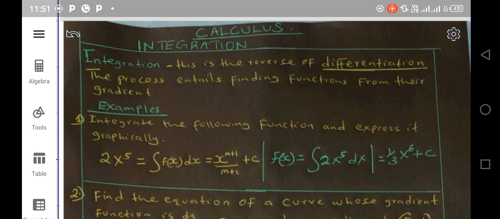Now, plus c is going to be the y-intercept. A question must be written with plus c. That's why plus c must be there. So that's the integration: a third x raised to power 6 plus c. Now, let's go and see it in our graph.